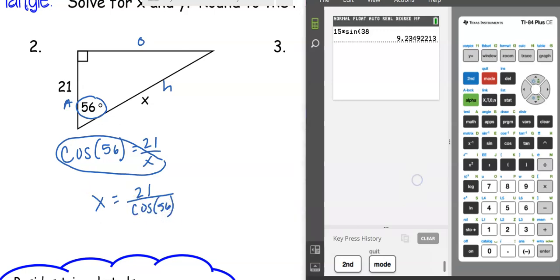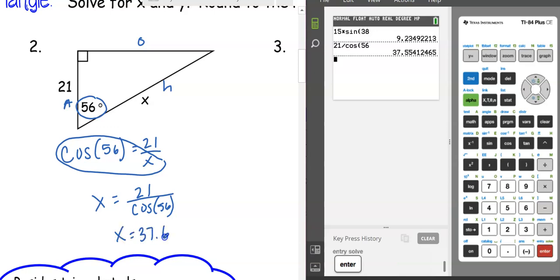So let's go over to our calculators. 21 divided by the cosine of 56. And so this x value is 37.6.